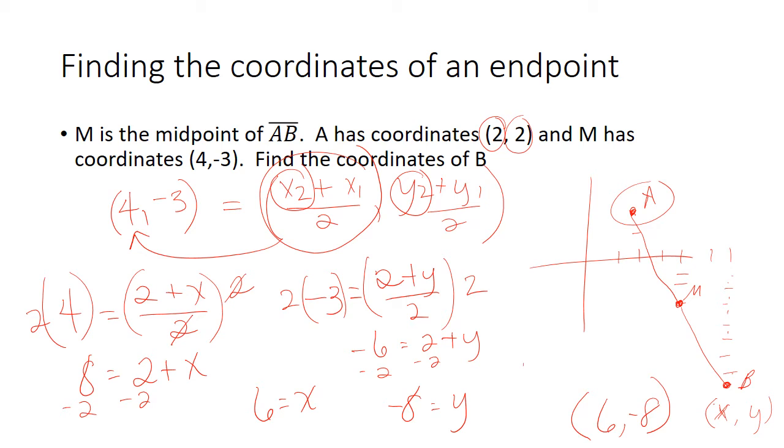If you've gotten a point that was way over here, then that can't possibly be the midpoint of this segment. Does that make sense? So it should be able to make logical sense that it is following in the correct direction.